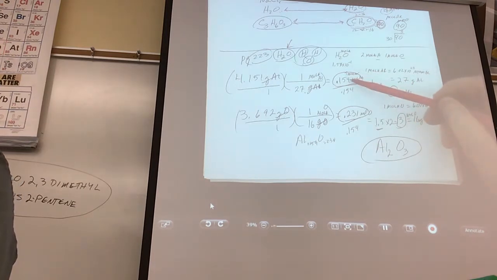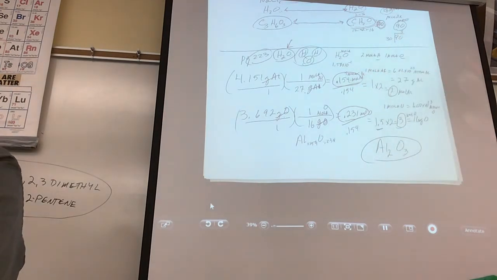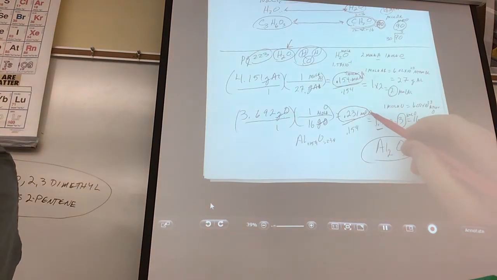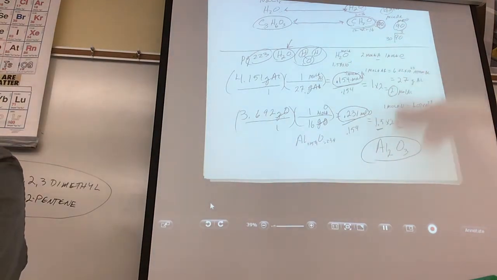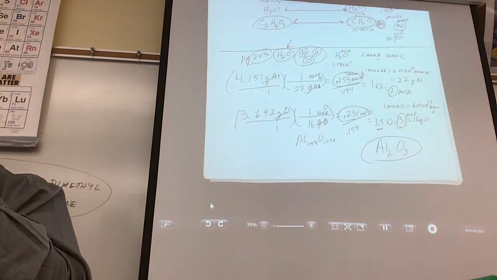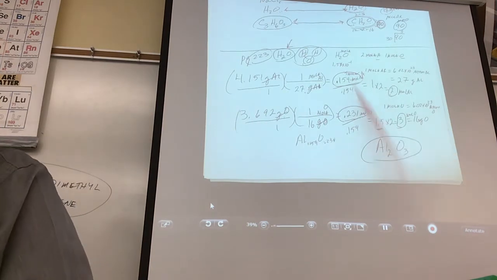I have this ugly looking number. How many moles of aluminum do you have? Oh, 0.154. Well, how many moles of oxygen do you have? 0.231. Well, that's stupid. What does that mean? I thought you told me the empirical formula was the lowest whole number ratio. These are not whole numbers.